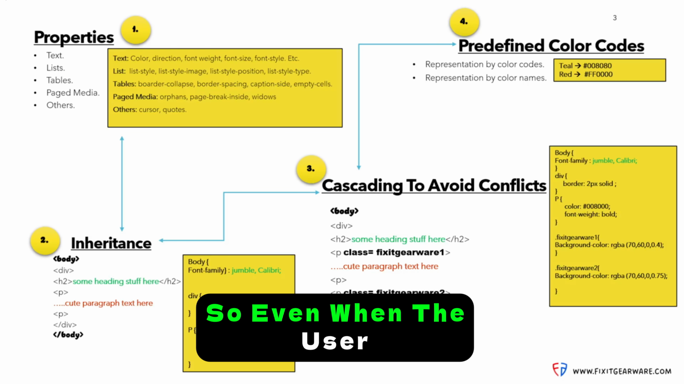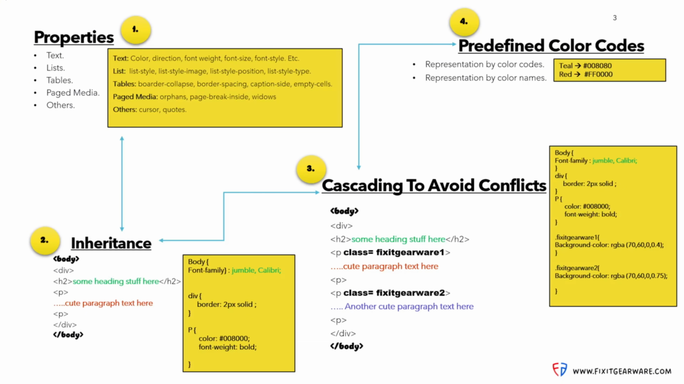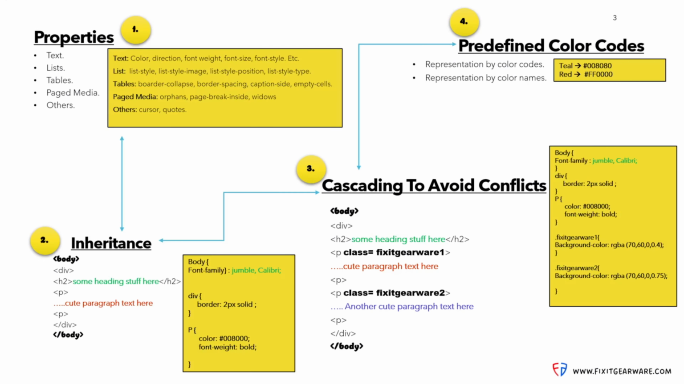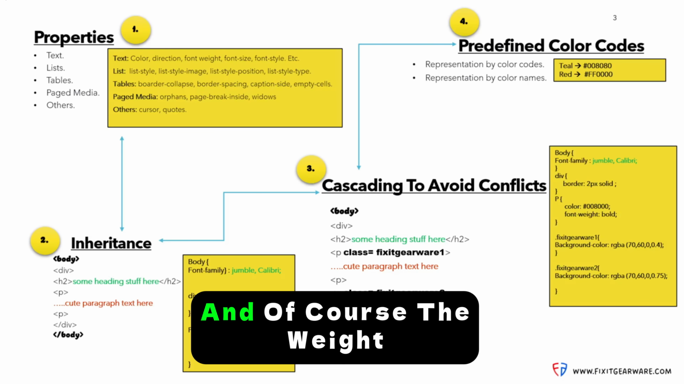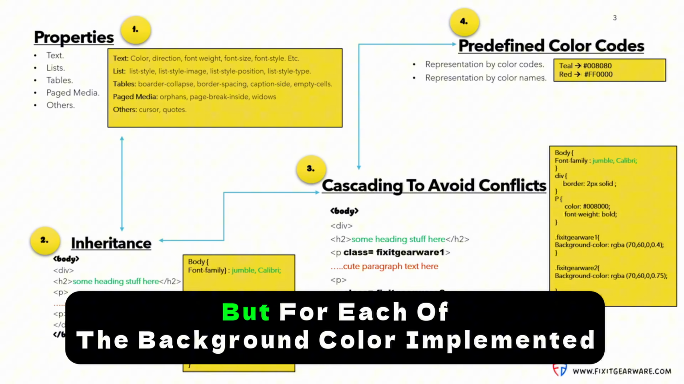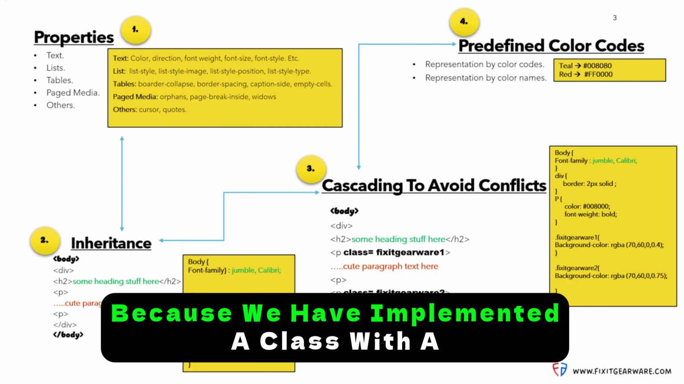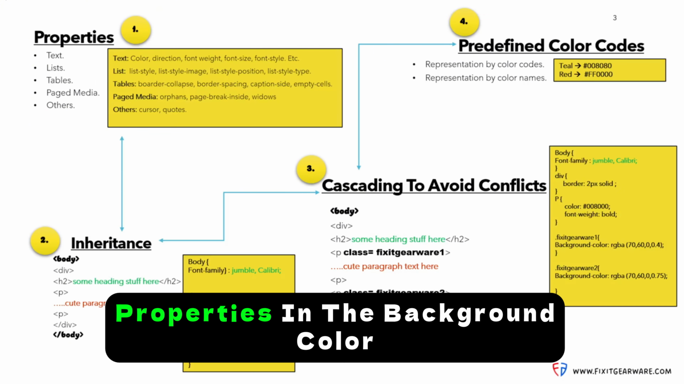So even when the user or the visitor of this website goes to this website, the font will still remain the same. The paragraph color will still remain the same, and of course the weight. But for each of the background colors implemented for each paragraph, they will look distinctively unique because we have implemented a class with a class name that has different properties in the background color.